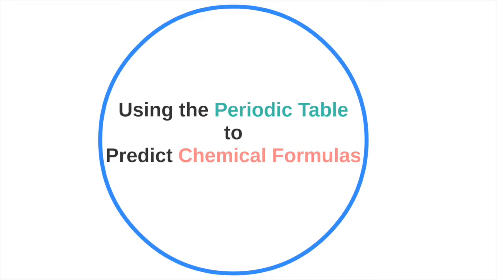In this lesson, we're going to be using the periodic table to predict chemical formulas of when multiple elements combine. For example, NaCl, or BeI2, or Mg3N2. And this will make a lot more sense as we go.